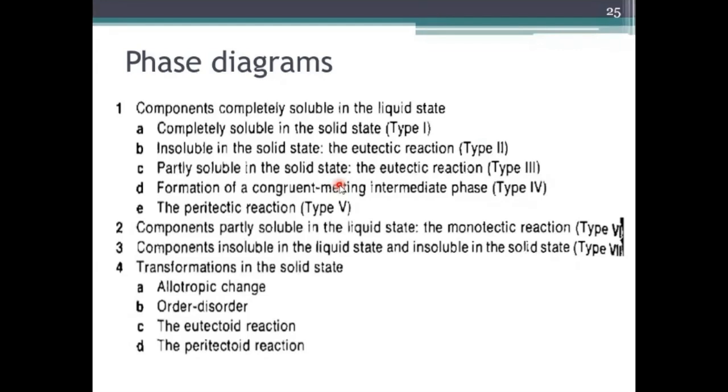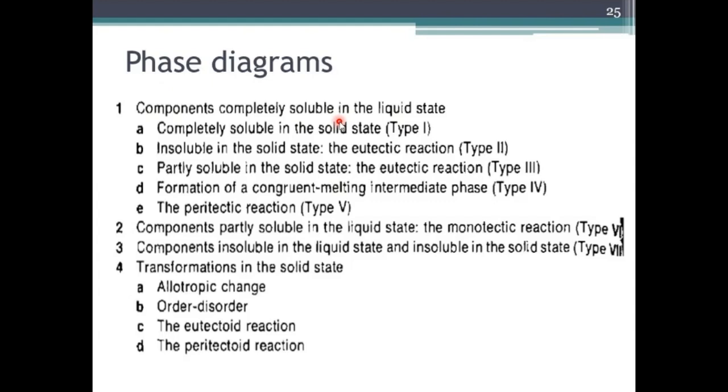So the different categories or types of phase diagram are based on the solubility of a component. Based on the solubility of a component in the liquid state, it is classified. For the first category, the components which we are going to mix to form a solid solution should be completely soluble in the liquid state.